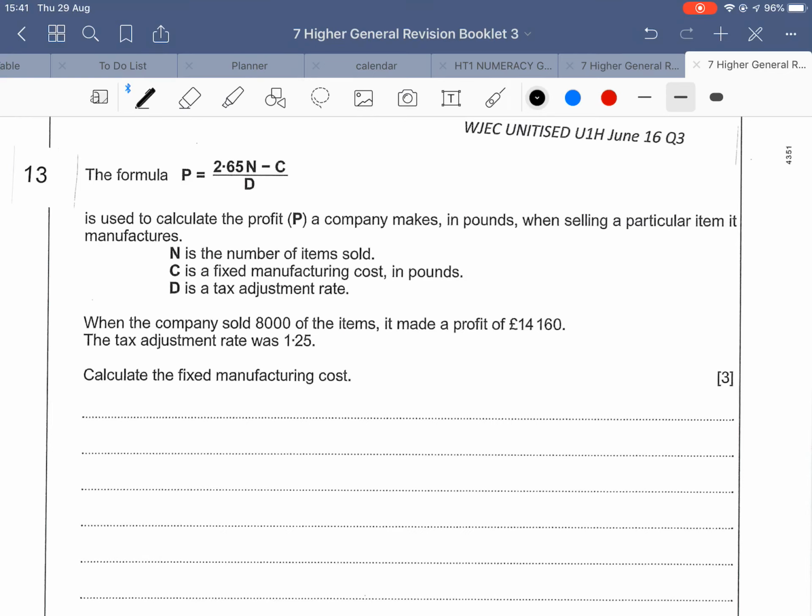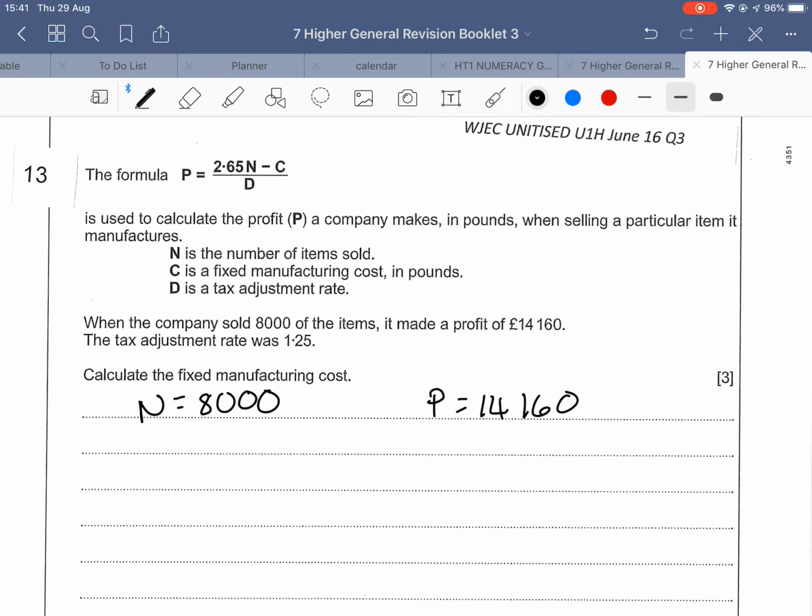Okay, the formula P equals 2.65n minus C over D is used to calculate the profit a company makes in pounds when selling a particular item it manufactures. N is the number of items sold. C is the fixed manufacturing cost, so that doesn't change. D is the tax adjusted rate. When the company sold 8,000, so N is 8,000, it made a profit, it's giving us P, profit of 14160.